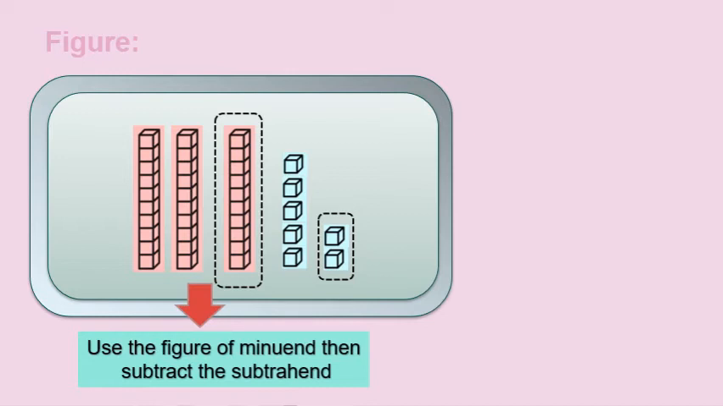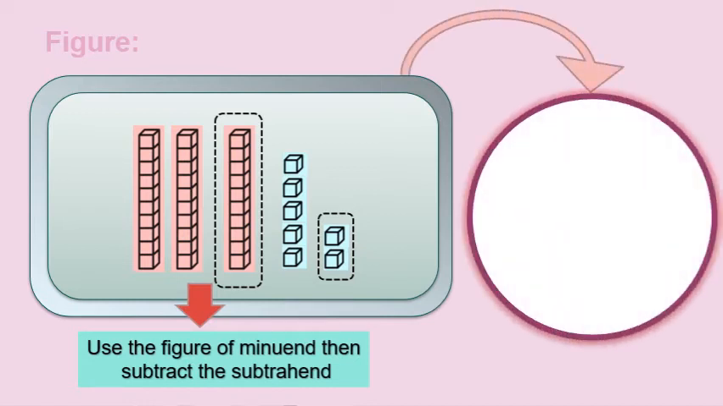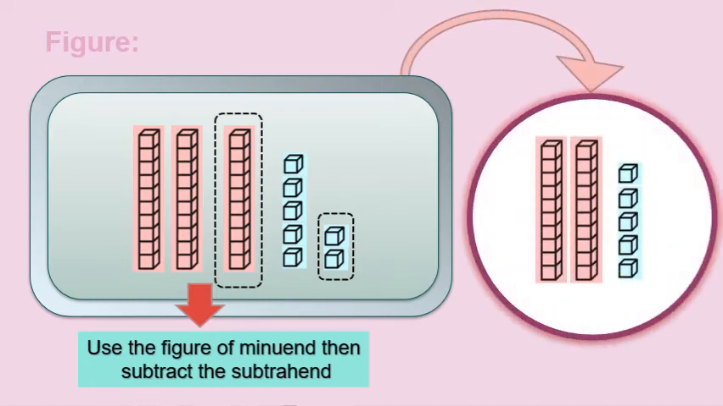What is left? Yes, you're right. It's only 25. So there are only 25 sweets left. That's 2 tenths and 5 ones.